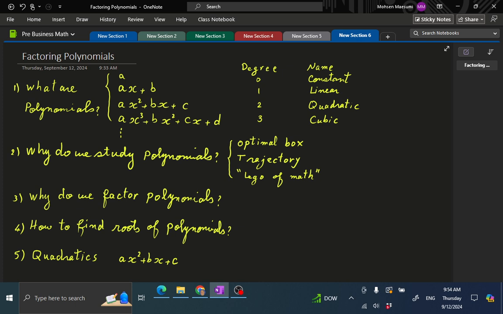Next, how do we find the roots of polynomials or the zeros of polynomials? And then we are going to concentrate on quadratics. These are the quadratics and see what we can do with them.